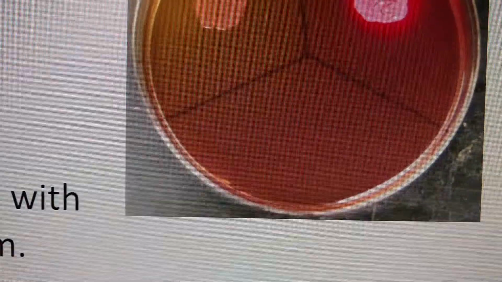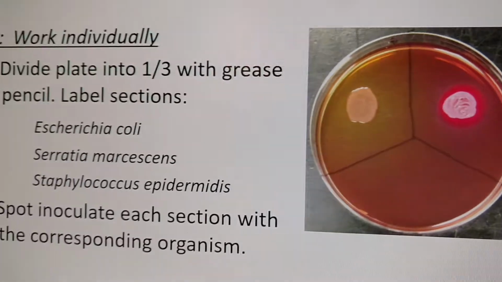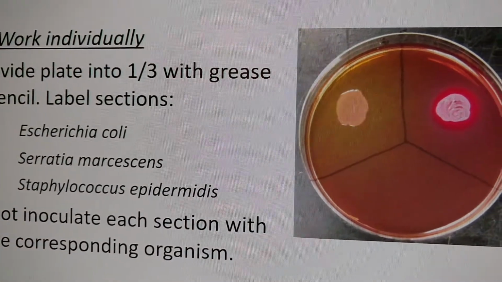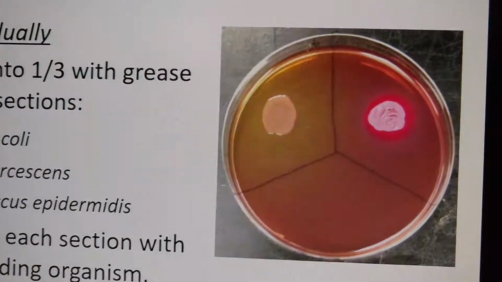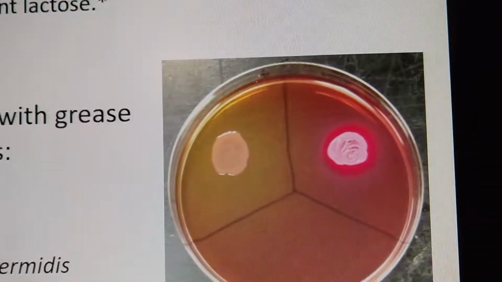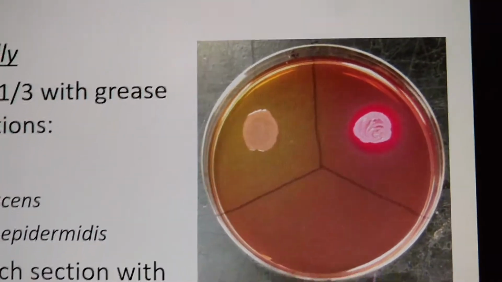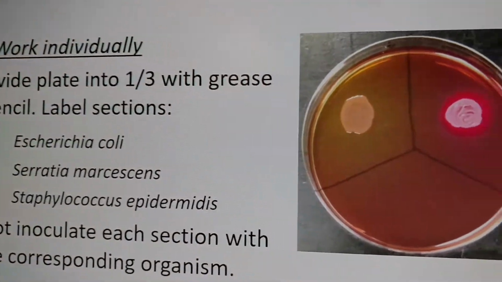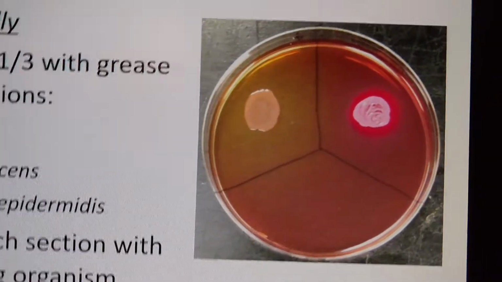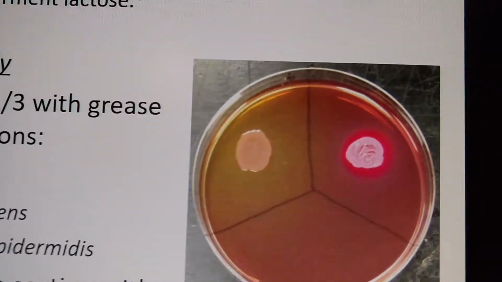Staph epi, gram-positive, isn't going to grow down here where it was spot inoculated. The other two will. E. coli is a strong lactose fermenter, as you should remember from lecture, and so it's going to have that really bright pinkish red color there on the right. The Serratia marcescens is gram-negative, but it is not a lactose fermenter, so it's not going to change color.